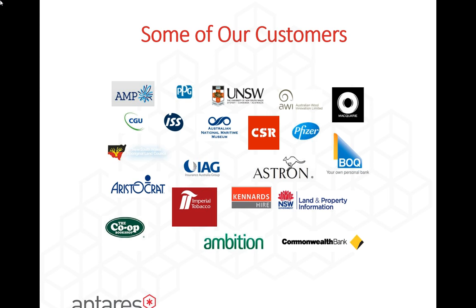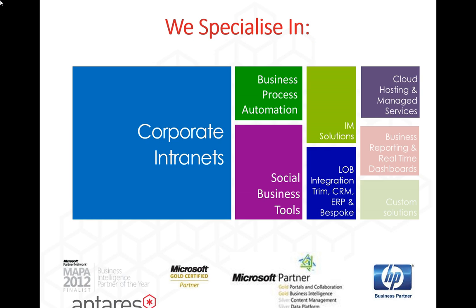Now, in terms of what we specialize in, we put a big focus on automating your business processes. So we work with workflows and forms to help you increase your productivity. We also do a lot of specialization around social business tools, which of course is a very big part of corporate strategy nowadays. So if you're looking to develop and integrate an enterprise-level social feature within your organization, we can do that. We do line of business integration with Trim, CRM, ERP, and bespoke solutions. A lot of organizations in Australia are looking to integrate Trim and SharePoint in particular. We can help you there.